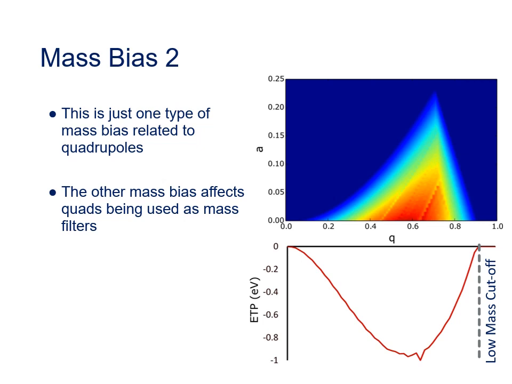And so that's the first mass bias associated with use of quadrupoles. The second mass bias affects quadrupoles when they're used as mass filters, so we'll go on to look at that one now too.